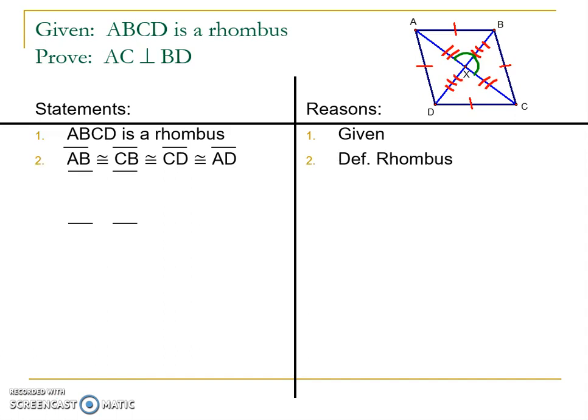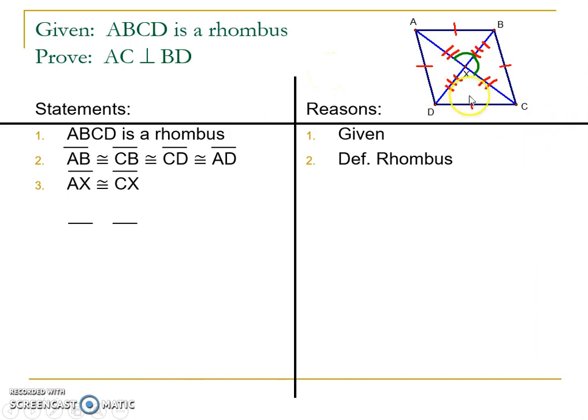Number 2, we're going to write that AB is congruent to CB, congruent to CD, congruent to AD. I'm going to write all 4 of these sides are congruent to each other. That's the definition of a rhombus.